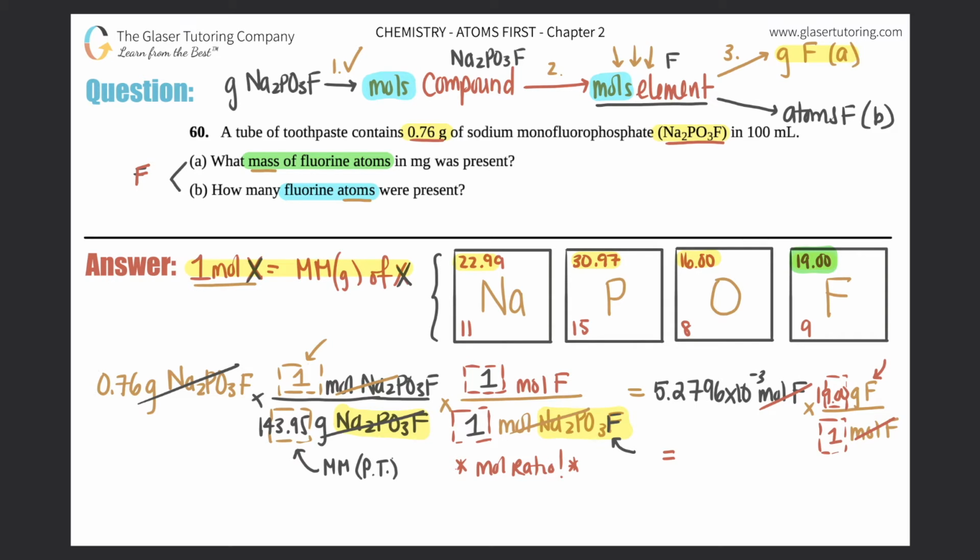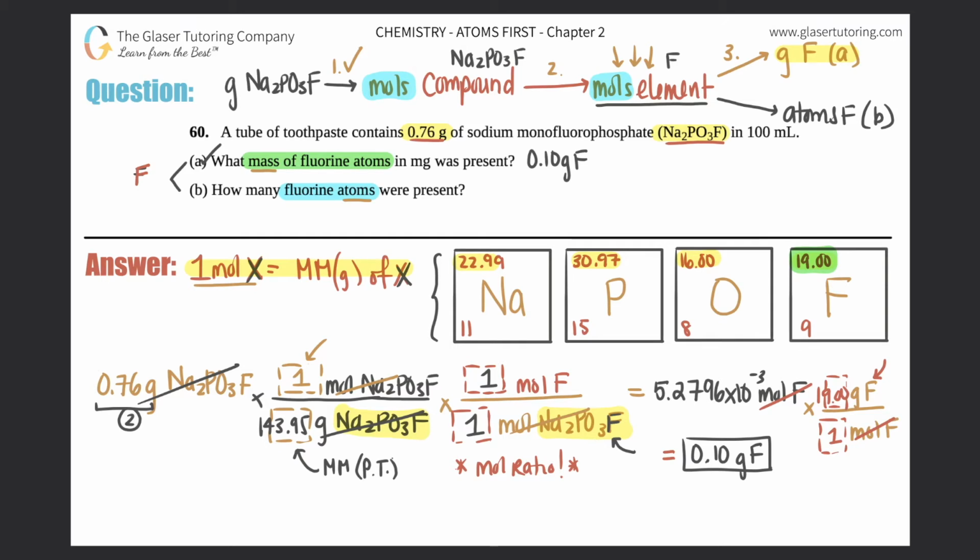So this times 19, and now I will take the significant figures. So in the beginning, there was only 2 sig figs, so my answer should have 2 sig figs, so it would be 0.10 grams of fluorine. Box that answer off, that's the answer to A. 0.10 grams of fluorine.